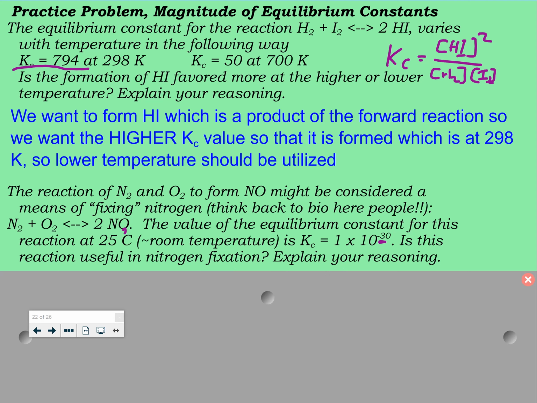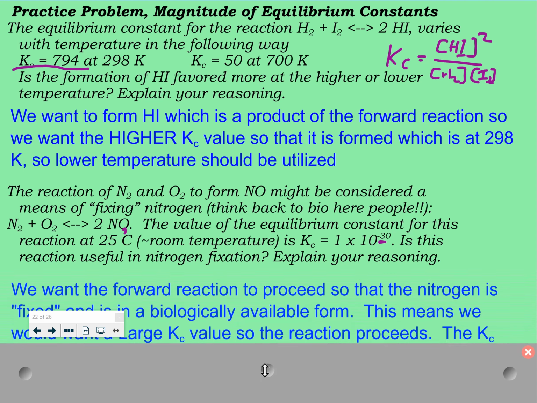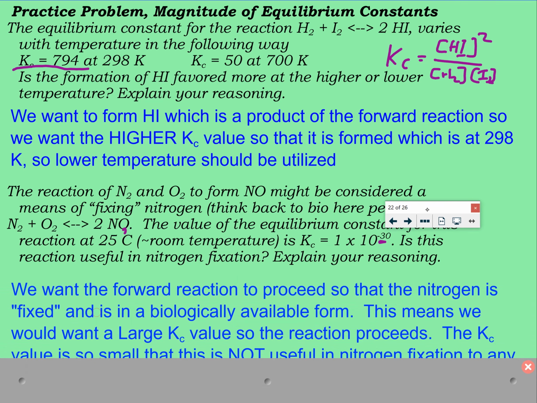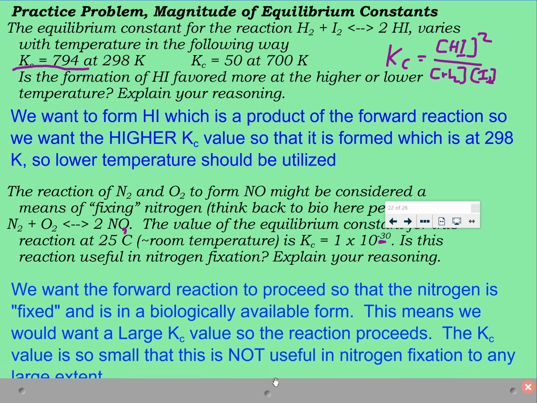No, it's not, because hey, this is a really small number, so while there's going to be a little bit of this made, there's not going to be very much of it made, and so you'd have to just continuously pump it out, which just isn't realistic. You want the forward reaction to proceed so that the nitrogen is fixed and is in a biologically available form. This means we would want a large Kc value so the reaction proceeds. The Kc value is so small that it's not useful in nitrogen fixing to any large extent.